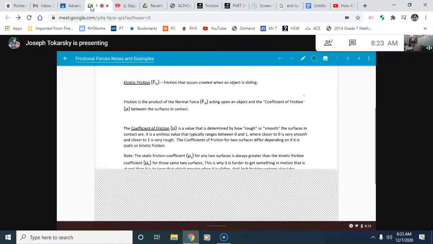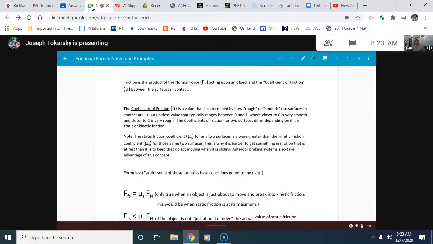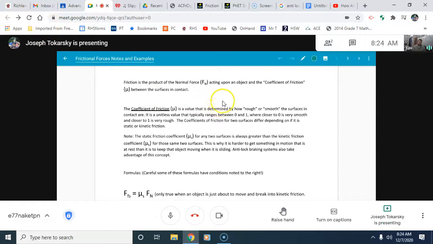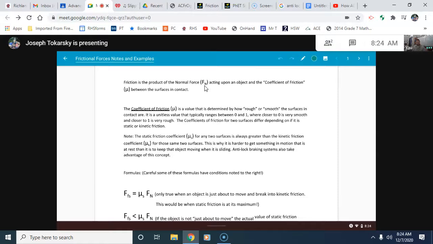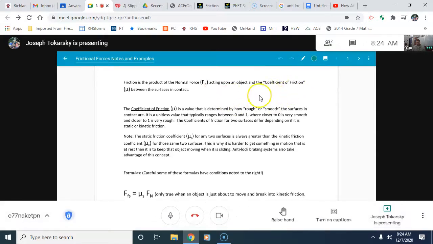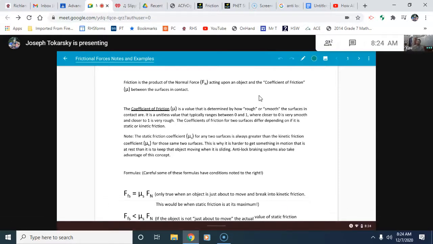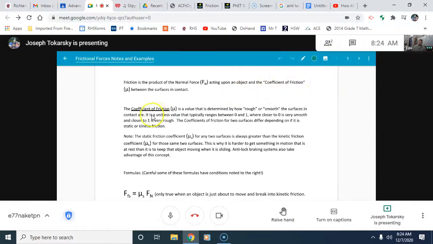But going on with what we just discussed a moment ago. We're already familiar with the normal force. It's a force from a surface pushing back on something else. So that we should be familiar with. This new idea, this roughness or smoothness between the objects in contact, is called the coefficient of friction.